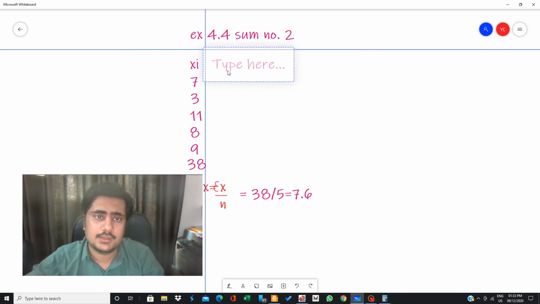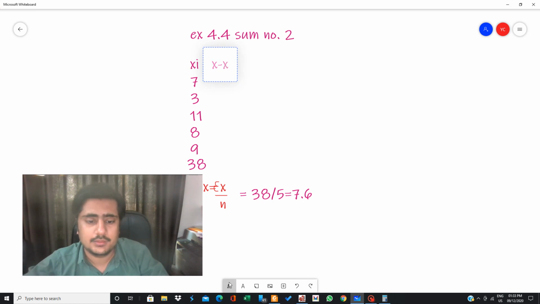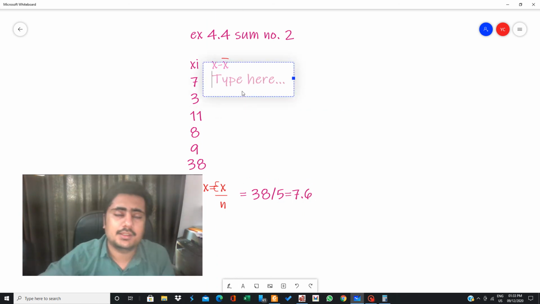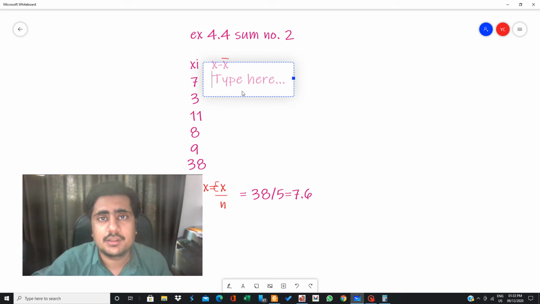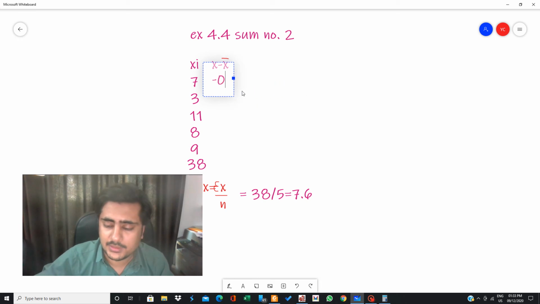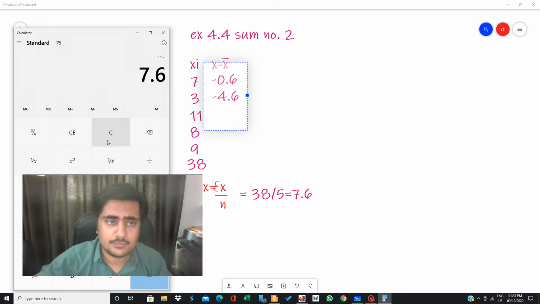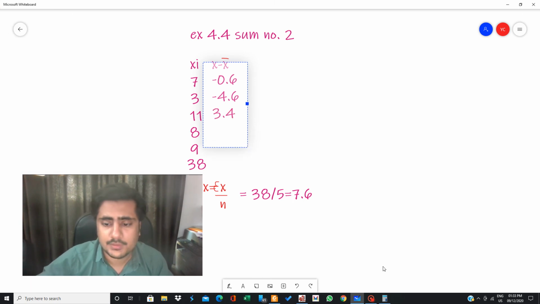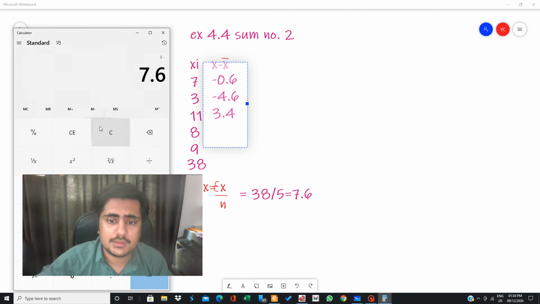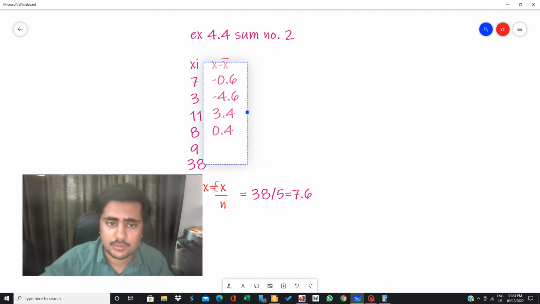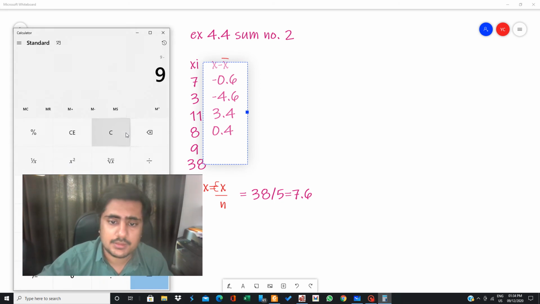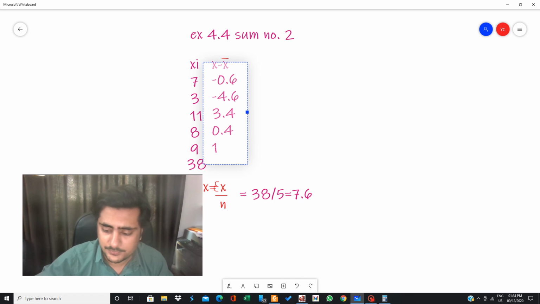Now this x minus x bar. See what I'll do now? I'll subtract x bar from all the x given. What is x bar? It is 7.6. What is x? It is 7. So 7 minus 7.6 is minus 0.6. Then 3 minus 7.6 is minus 4.6. Then 11 minus 7.6 is 3.4. Then 8 minus 7.6 is 0.4. Then 9 minus 7.6 is 1.4.